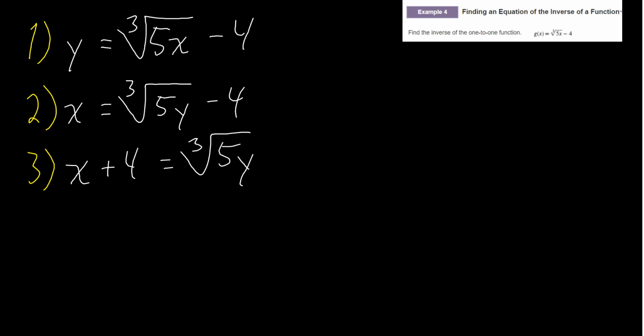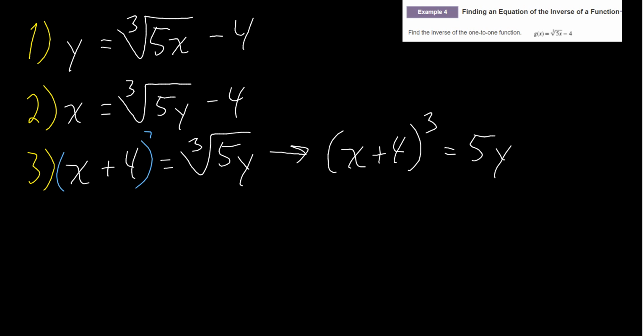Next up, we're going to go ahead and cube both sides. So we're going to say x plus 4 cubed is equal to 5y. Again, all I'm doing here is getting rid of the cube root, so we cube both sides. That's what we got here. And then we're going to divide both sides by 5.